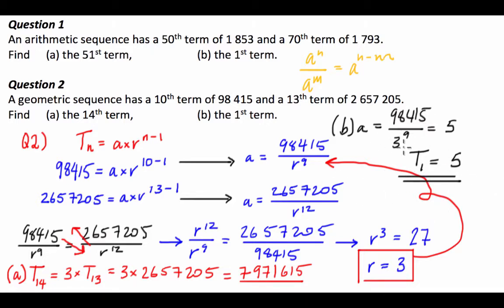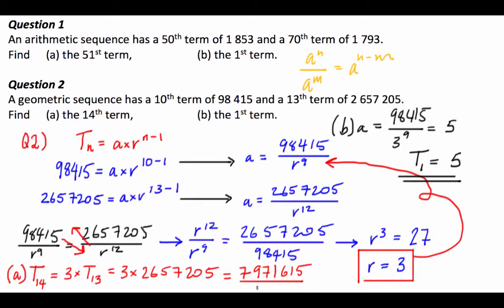So there are our two solutions, guys. We have a, or t14, is 7,971,615, and the first term is 5. What we did to solve this problem is we wrote down our standard geometric formula in explicit form. We then entered in the data that we knew, the actual values as well as their place in the sequence. And from there, we had two equations with two unknowns. We were able to solve them.